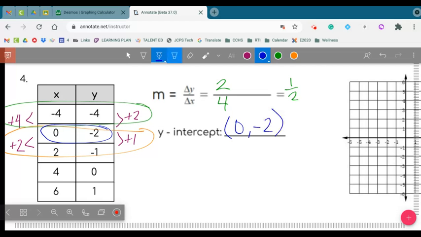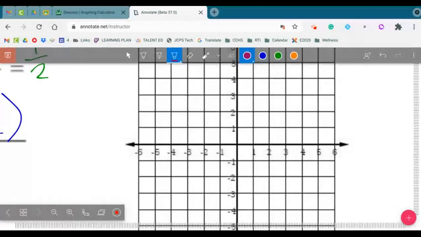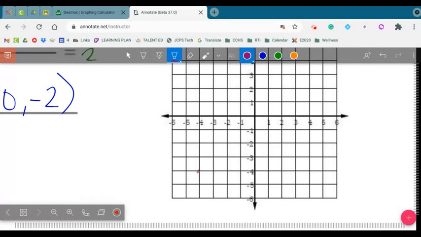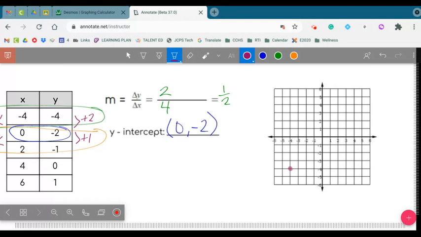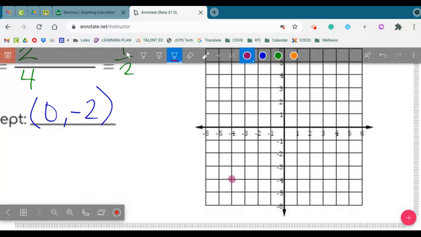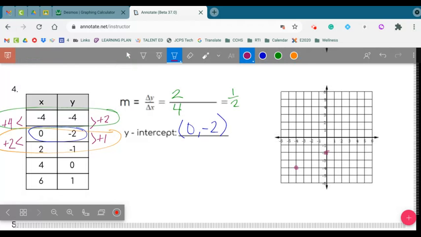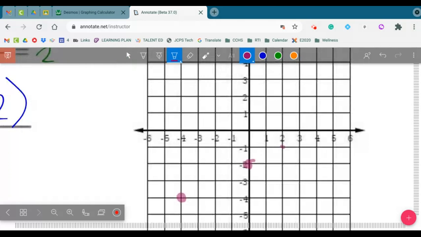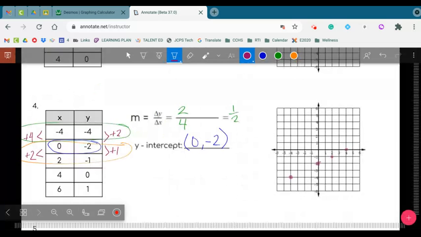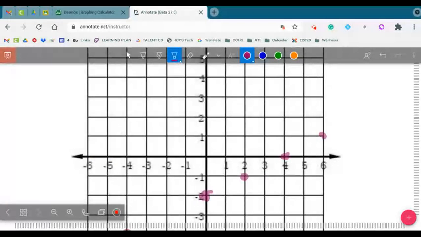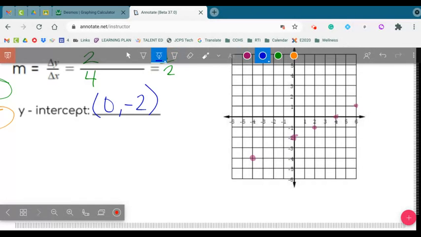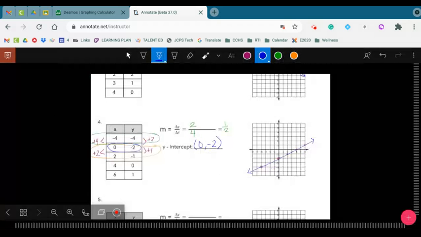And then we can graph these. So -4, -4. 0, -2. 2, -1. 4, 0, and 6, 1. And then I can draw my line. So sometimes you might not have a point every single spot, but you will have them pretty close.